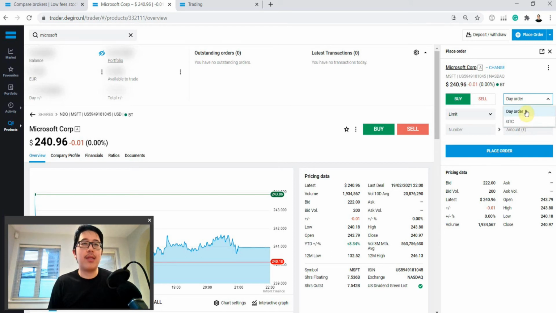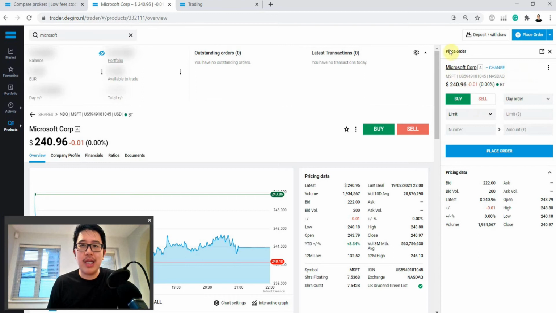Basically, day order means that if the price doesn't move to the amount that you set, it will cancel that transaction at the end of the day. Good to close will keep that order on standby and it will only process the transaction when it reaches the price that you set for the limit amount. So that's the difference between day order and good to close.